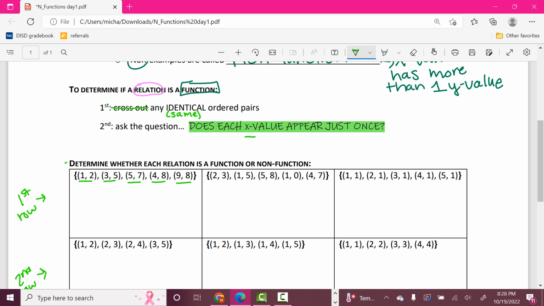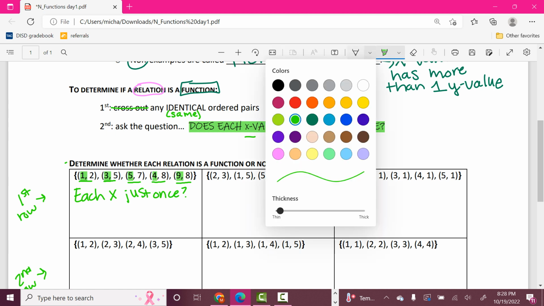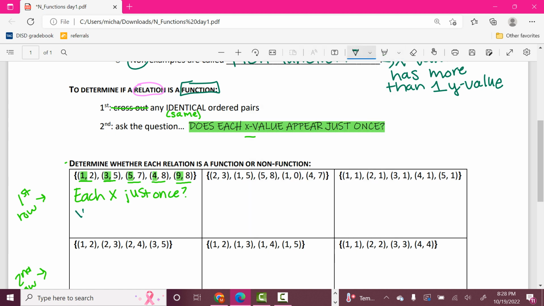So now I can go on to the second step where I ask the question, does each x value appear just once? So I should know what the x values are. The x values are 1, 3, 5, 4, and 9. Each of those x values appear just one time. So I would say yes, this relation is a function because every x value appears just once.